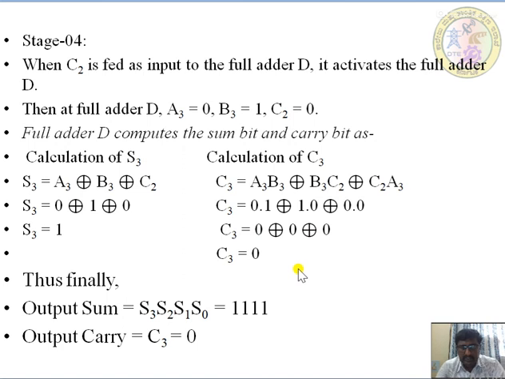So the important topics here are the half adder, the full adder using 2 half adders, as well as the 4-bit ripple carry adder. Okay, thank you.